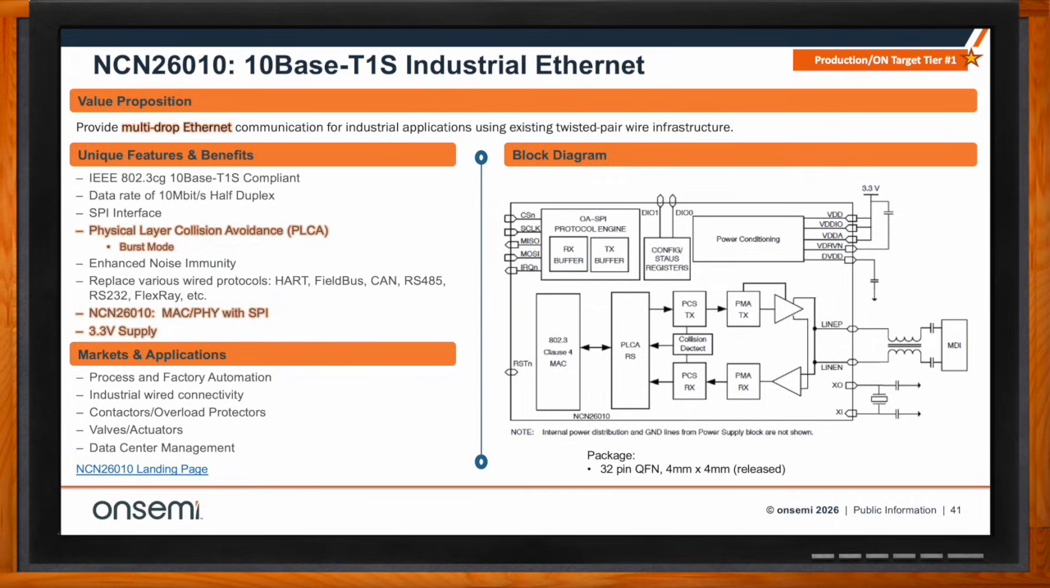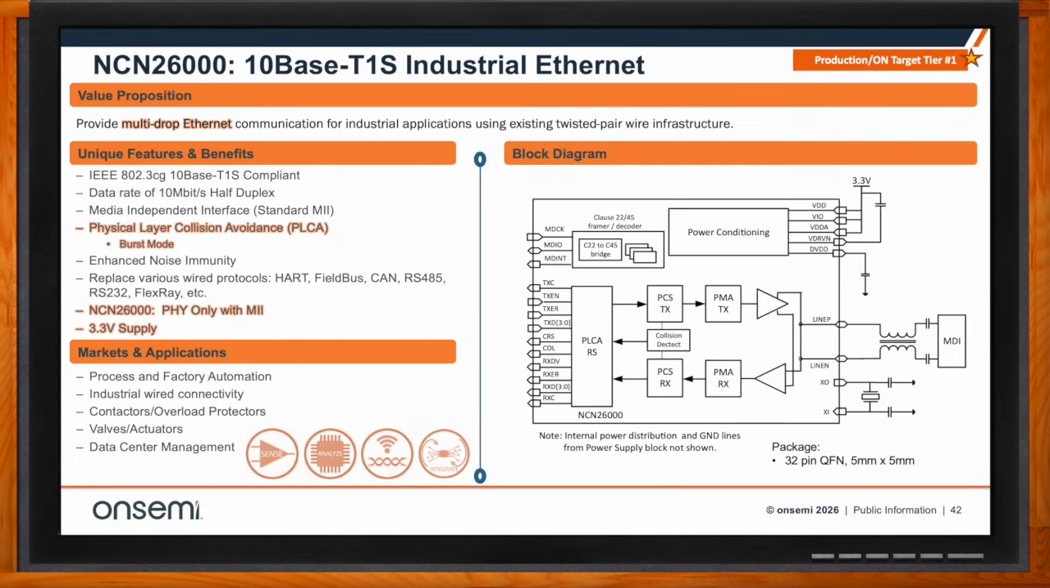And this includes a MAC-PHY as well as a PLCA, which is a physical layer collision avoidance. We also have another part called the NCN 26000, where we jettison the Ethernet MAC because sometimes the MCUs already have that. That would be redundancy. And so for environments or applications where you already have an MCU with a MAC, we have the NCN 26000, which does not have a MAC. So 2 solutions for 10BASE-T1S.